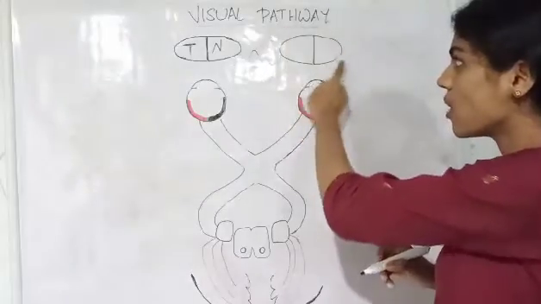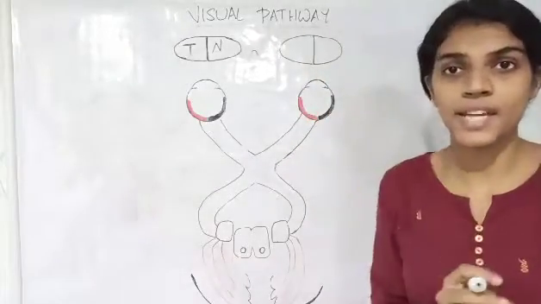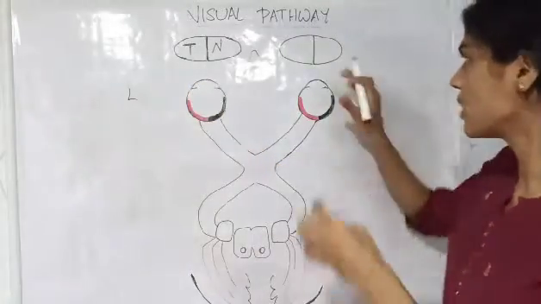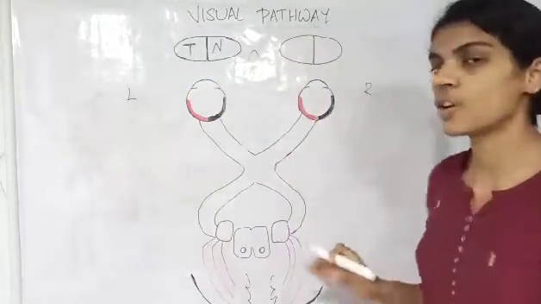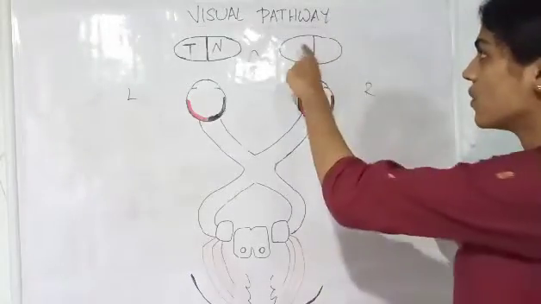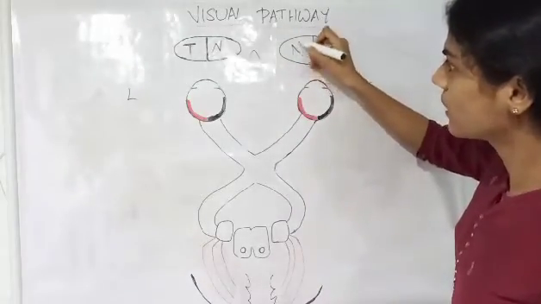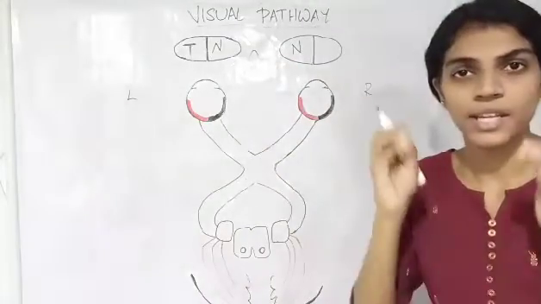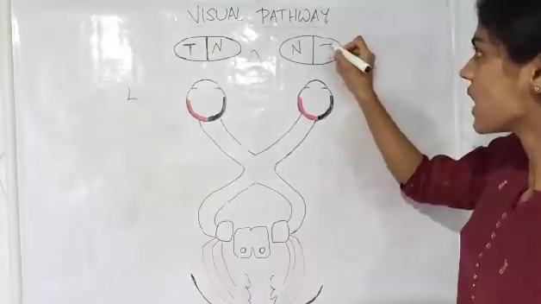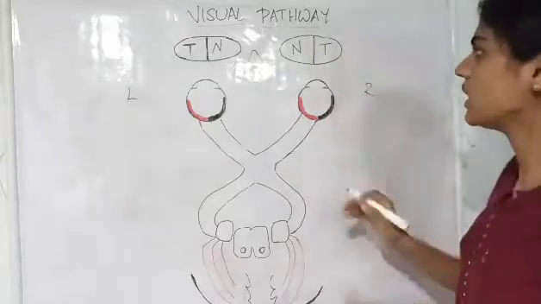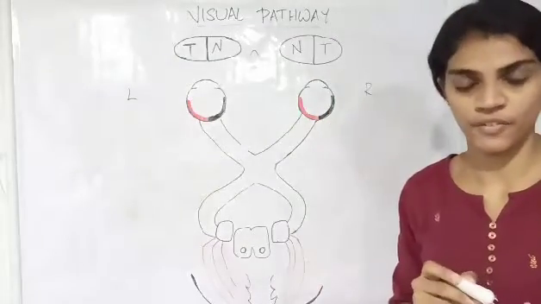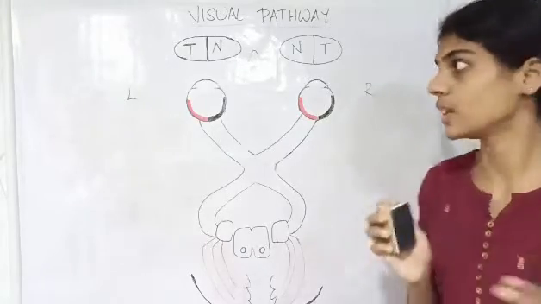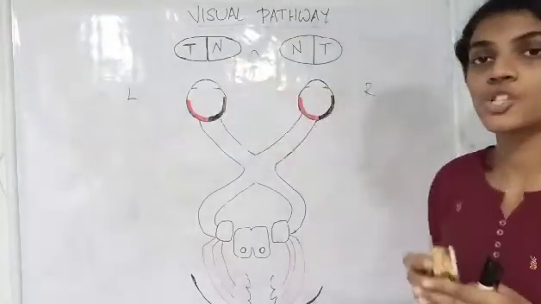And what about the visual field of your right eye? This is the right eye, this is the left eye. What is the condition of the visual field in your right eye? Of course, this one is the nasal field, the field which is closer to your nose. And the one away from the nose, near the ear, is known as the temporal field. So now I think you are clear with this visual field.